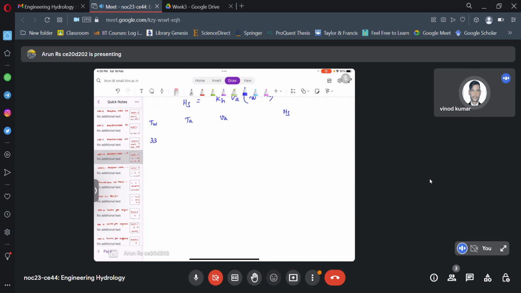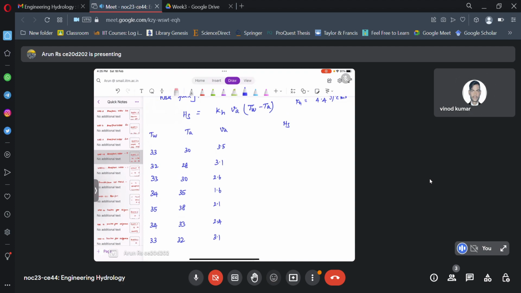So this is 33, 32, 33, 34, 35, 34 and 33. Air temperature is given as 30, 28, 30, 35, 38, 33, 32. So your wind velocity is also given in the question: 3.5, 3.1, 2.6, 1.6, 2.1, 2.4 and 3.1.